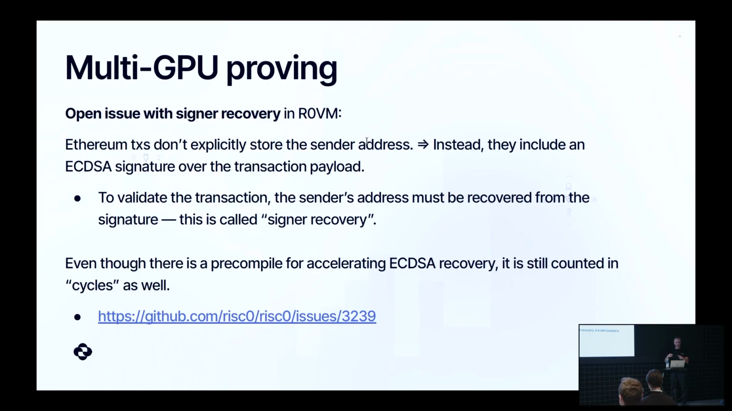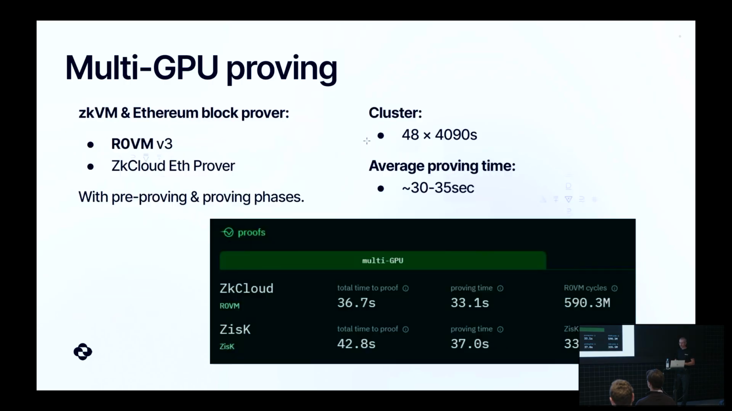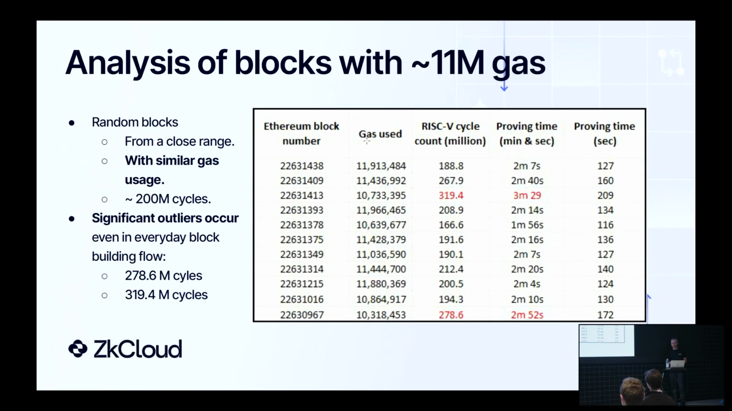This is signer recovery, and even though there is a precompile for ECDSA recovery, it's still counted as cycles and it's still being executed that way. So unfortunately, it almost doubles our cycle count, which would result in somewhere around 16-18 seconds of proving time total. So we are working heavily on that. We opened an issue with RISC Zero as well.